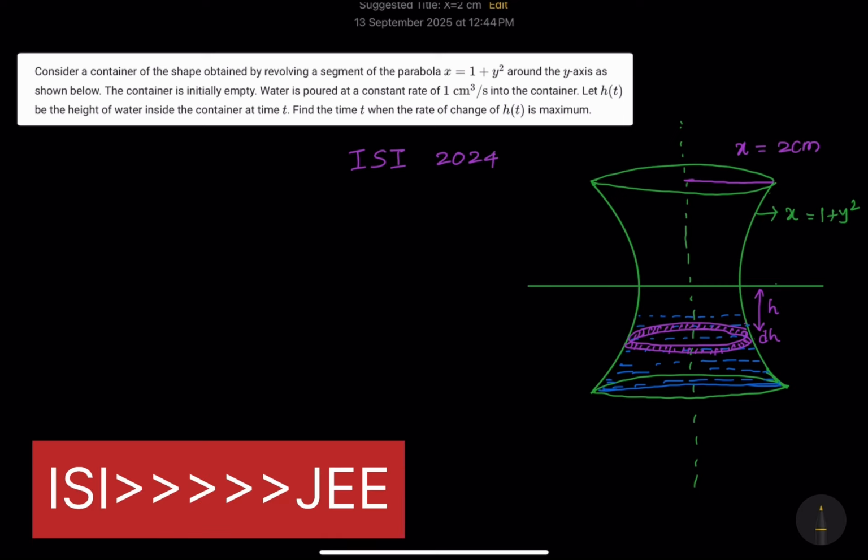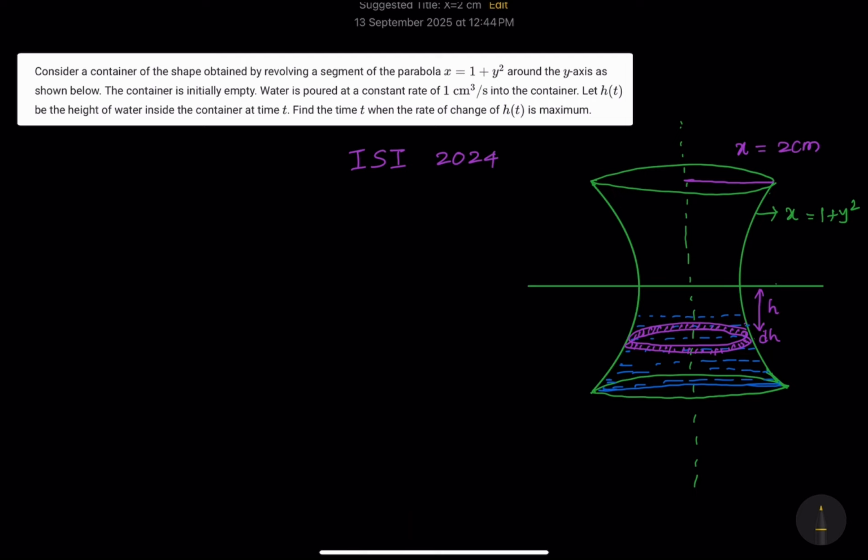Some people even say it is tougher than JEE because here it is not about grinding formulas, it is about pure problem solving and mathematical creativity. Every question feels like a little puzzle, short, elegant, but surprisingly tricky. In this video, I'll take you through one such ISI question which is relevant for your JEE, step by step, and show you not just the solution but also the thought process behind it. So let's jump right in.